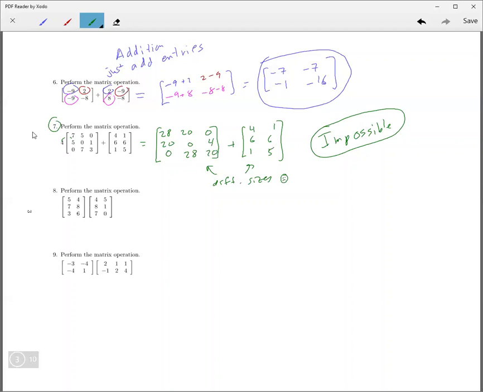Boo, we can't add them together. Okay, number 5. Here's multiplication. Now, again, the first thing we check for is this is 3 rows and 2 columns. This one's also 3 rows and 2 columns, and these are not equal. So this one's also impossible.